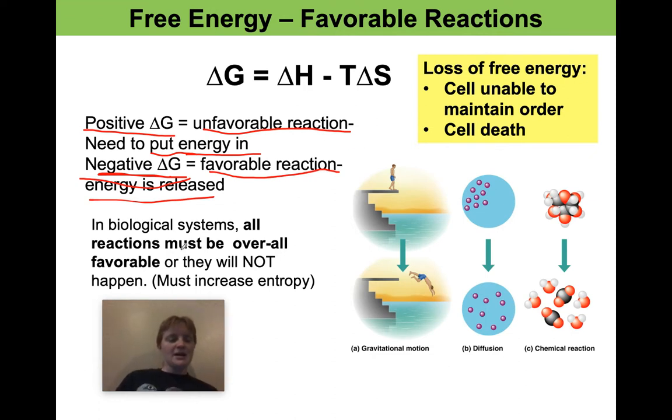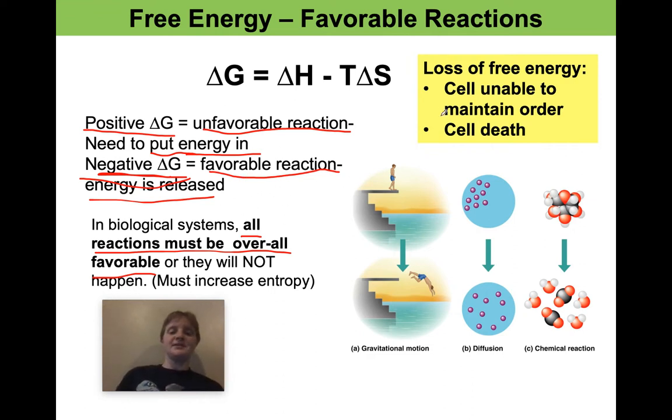So in biological systems, because of the second law of thermodynamics, living things have to follow the second law of thermodynamics. All reactions must be overall favorable. So overall, in your body, you have to have a negative change in G because that is the second law of thermodynamics. We must increase entropy. Okay, so we always have to have a negative change in G overall.